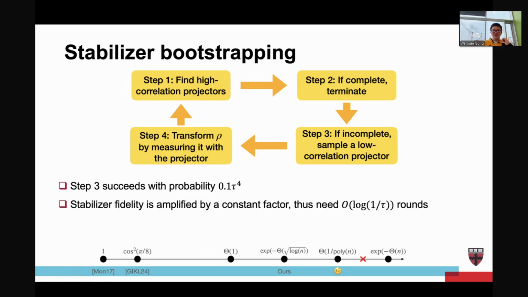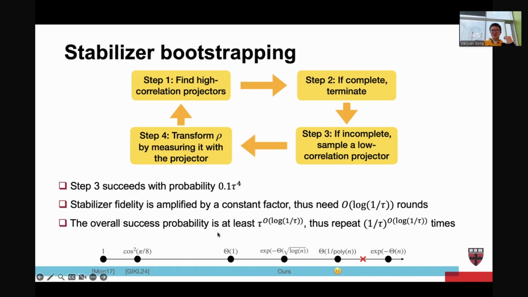as we mentioned. And every time the stabilizer fidelity is amplified by a constant factor, because we are guaranteed that for low correlation projector, trace p rho square is smaller than 1/2. So every time you can guarantee that the stabilizer fidelity is amplified by square root 2. So you actually need log 1/tau rounds to boost the stabilizer fidelity to 1.